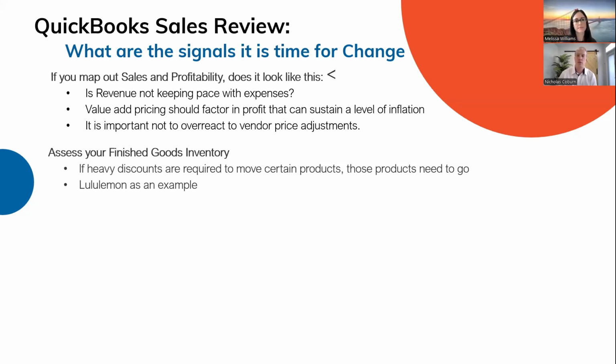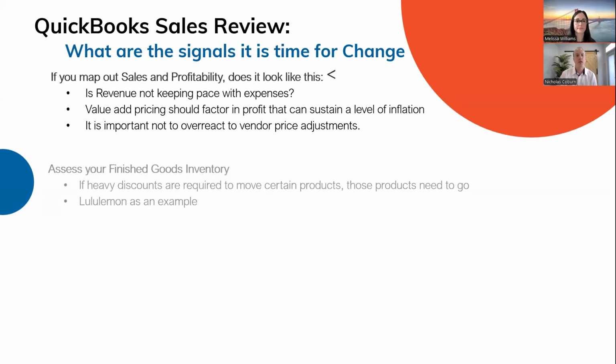You want to assess your finished goods inventory. If you have to do heavy discounts to move your products, stop. It's not something you want to be investing in. As a Lululemon example, if your leggings aren't selling, stop putting money into it. If you have to give a discount to sell something, I mean, there's seasons for that. You want to get rid of inventory, that's one thing. But if you're just needing a heavy discount just to move your new product, you need to pivot.